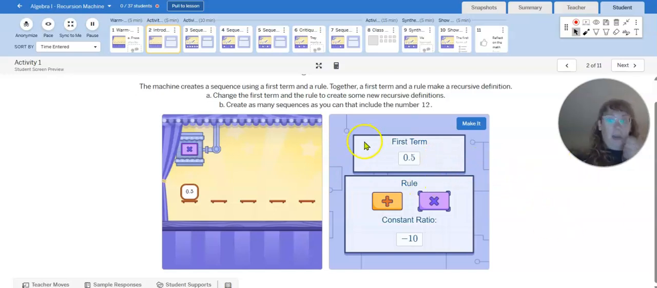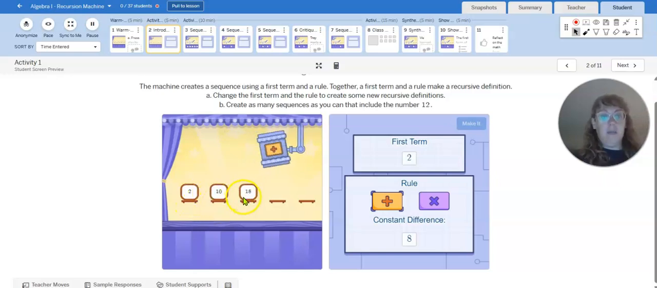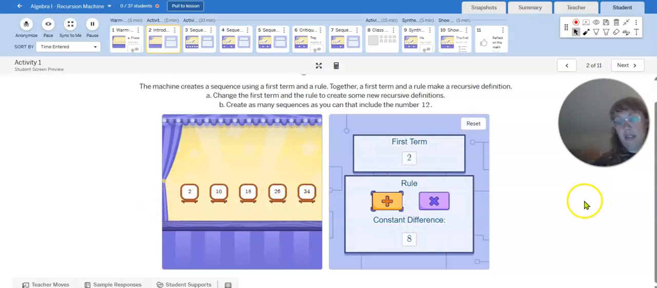So just to show you how this works, we could make our first term 2, and we could say it's going to be a constant difference, and we're going to add 8 each time. So it starts with 2, plus 8 is 10, plus 8 is 18, plus 8 is 26, plus 8 is 34. So it can make us a sequence based on where we're starting and what the rule is. It wants us to create as many sequences as you can that include the number 12.